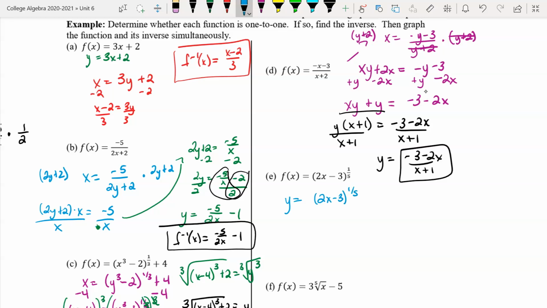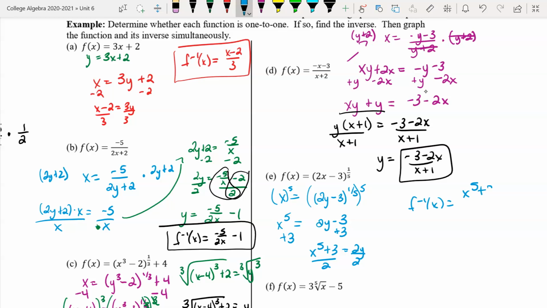So next one, I got to switch my x and my y. Now to get rid of a rational exponent, I told you take everything to the denominator. So that'd be x to the 5th, and now I have 2y minus 3. I'm going to add 3. I have x to the 5th plus 3 equals 2y. I'm going to divide by 2. Inverse equals x to the 5th plus 3 over 2.